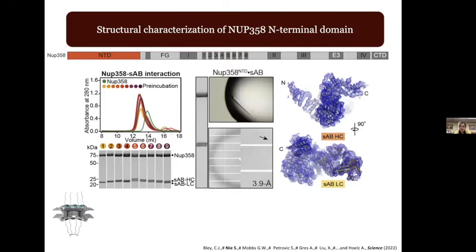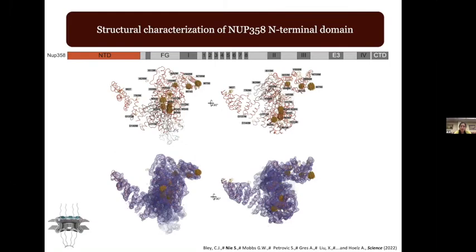But some people may know that at a resolution of 3.9 it is very hard to determine the position. It's very hard to see the side chains, so it will be very hard to assign the sequence into the map. So we generated thymine methionine mutations in every helix, and by determining the position of these amino acids, we could determine where the protein sequence is in the map, and finally generate a very accurate model for 358.